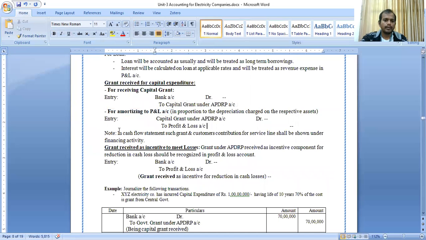So, while preparing the cash flow statement, these grants and customer contributions for service line, just as we discussed about the service line contributions, these grants and customer service line contributions we have to treat as financing activities.